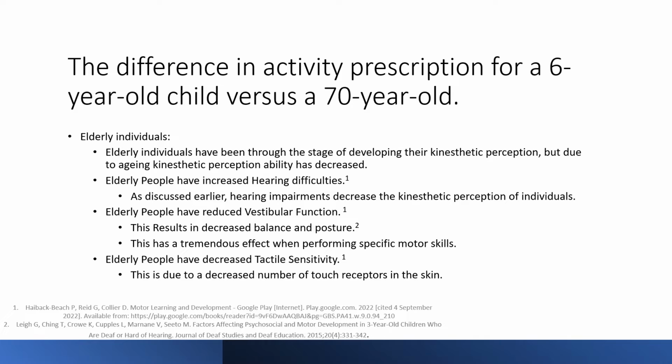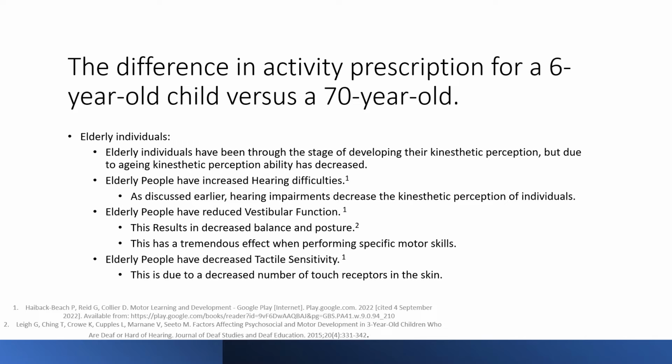Okay, so next we're going to look at the difference in how we prescribe activity to a 6-year-old versus a 70-year-old. So first we're going to look at elderly individuals. Elderly individuals have been through the stage of developing their kinesthetic perception, but due to aging, kinesthetic perception ability has decreased. So there are three ways that age has an influence on proprioception or kinesthetic perception.